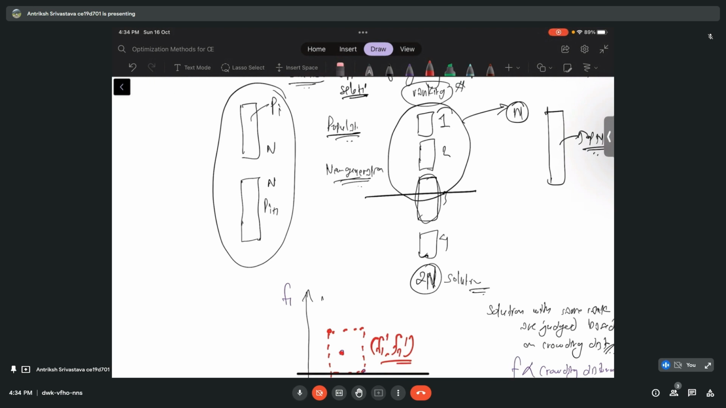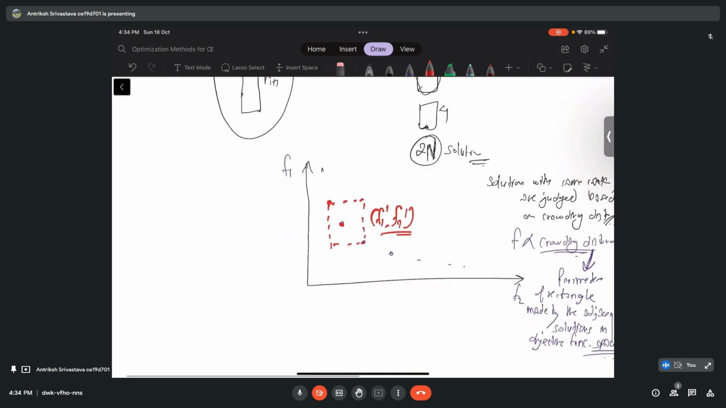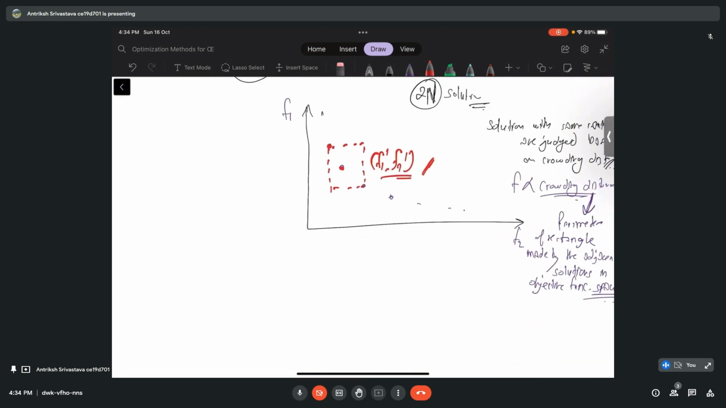So when you have solutions of the same rank, you use the solutions with more crowding distance, because what do you want to do at the end of the day? You want a very good spread of objective functions in the objective function space. So that's why you will select a solution that is well spread out rather than a solution which is like here. So this one will be selected.